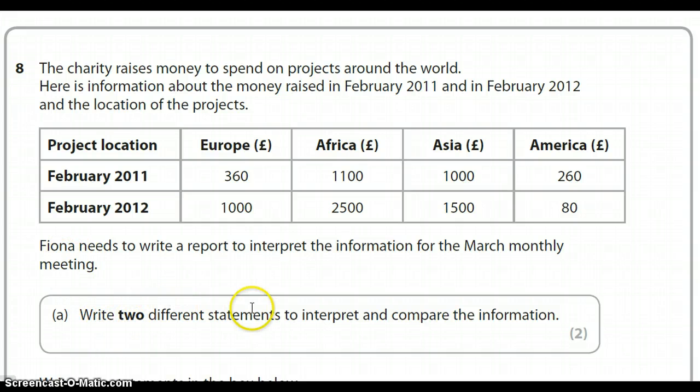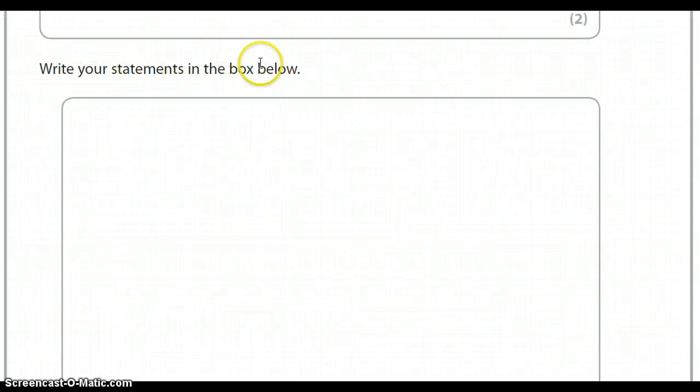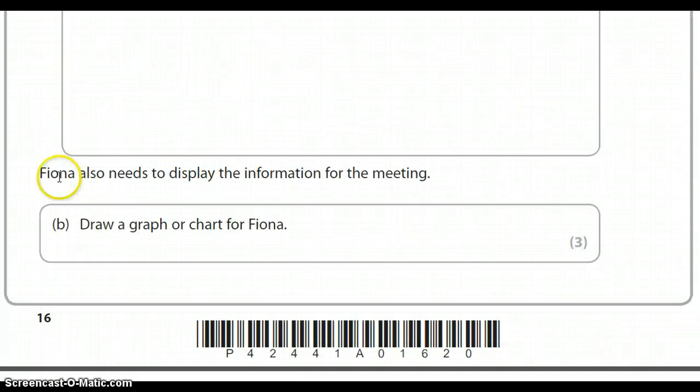Write 2 different statements to interpret and compare the information. Write your statements in the box below. Fiona also needs to display the information for the meeting. Draw a graph or chart for Fiona.